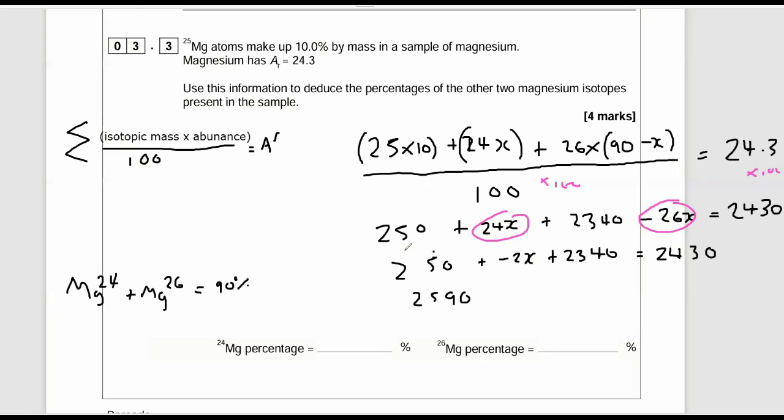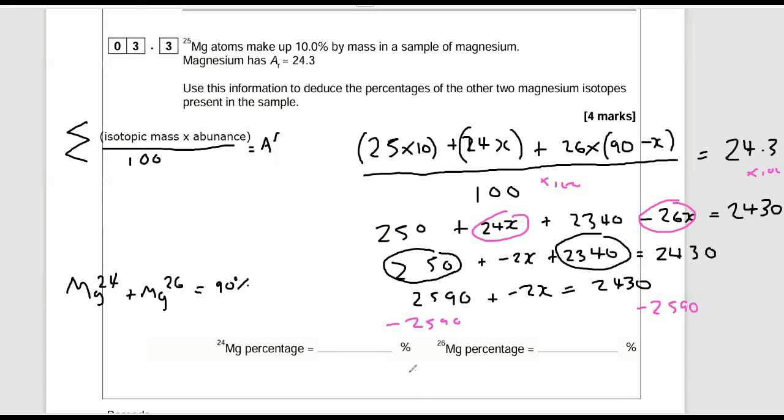Now I need to add all the numbers together. So I'm going to get 250 plus 2,340. I'm going to get 2,590 plus minus 2x is equal to 2,430. Now I want to get x on its own. So I'm going to subtract the 2,590 from both sides. And I'm going to be left with minus 2x equals minus 160.